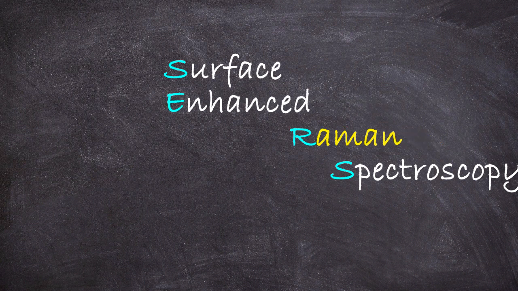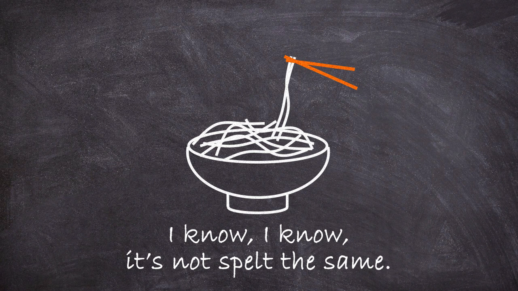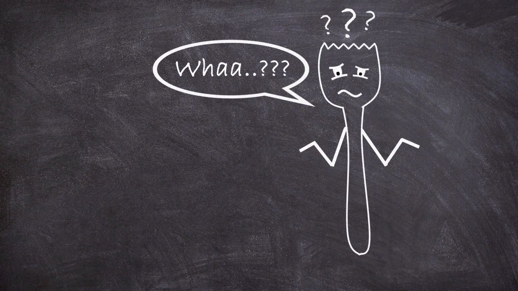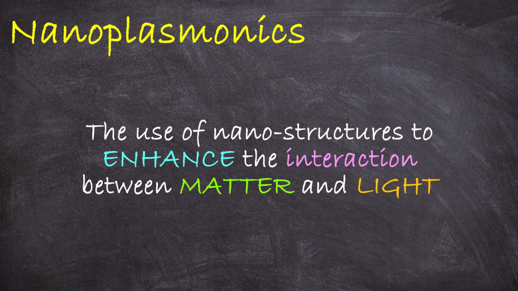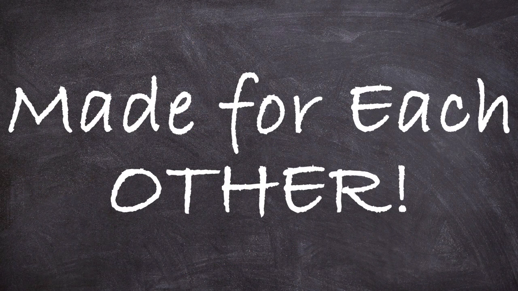But for now, let's start a discussion by talking about surface-enhanced Raman spectroscopy, or SERS. Raman spectroscopy, by the way, being the tastiest of spectroscopies. Spectroscopy, in the most vague and broadest sense, can be described as the study of the interaction between matter and light. Now, that's maybe not the most illuminating definition, but if you recall, we described nanoplasmonics as a means of enhancing light-matter interaction. So you can see right off the bat, if one is about studying light-matter interaction and the other enhances light-matter interaction, why these two fields, nanoplasmonics and spectroscopy, might be good friends.